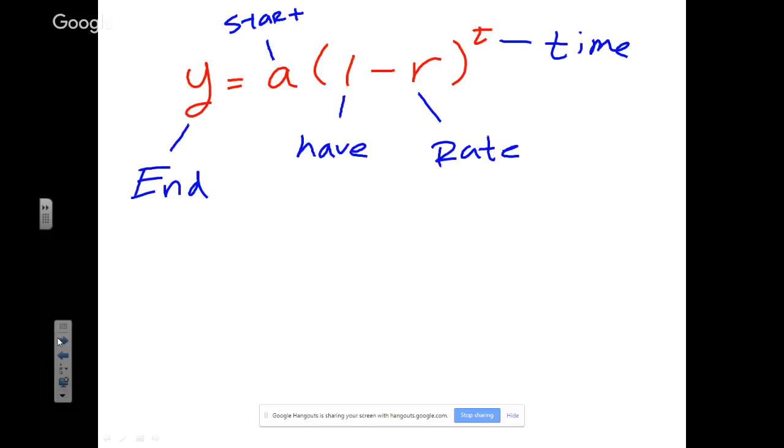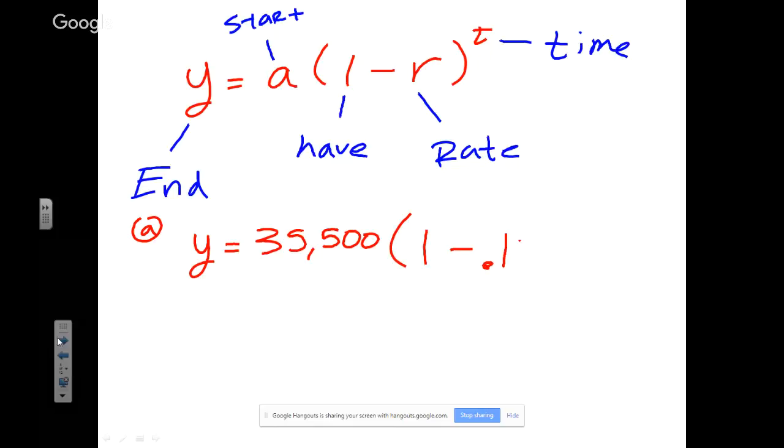Do we know what our Y is? No. Do we know what our A is? What is it? Okay, so we know that our A is what we're starting with. We're talking about a whole car, so that one's the whole car. Minus, because the value is decreasing by 10%. So what do I write there? 0.10. And do we know what our T is? No. So for the first part where it says just make an equation, okay?